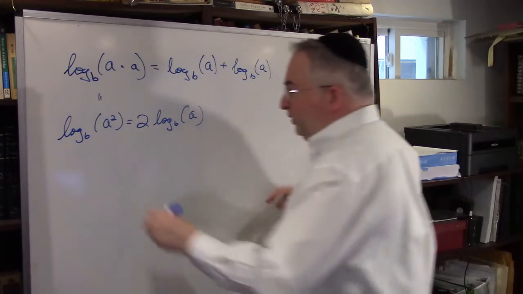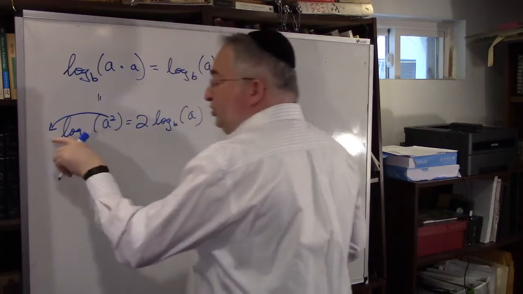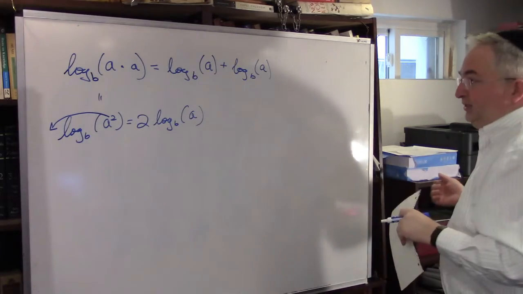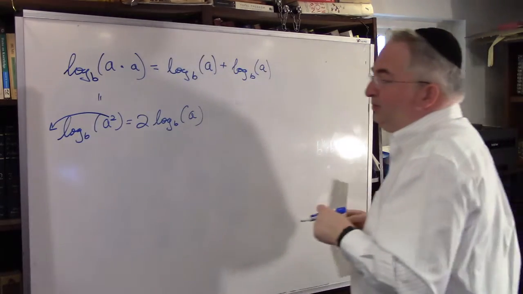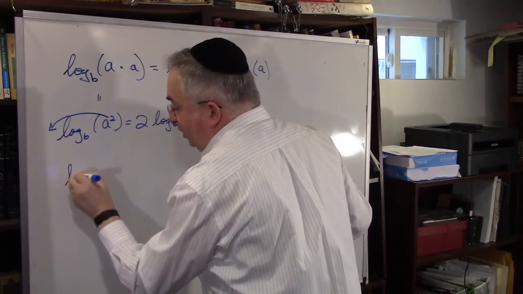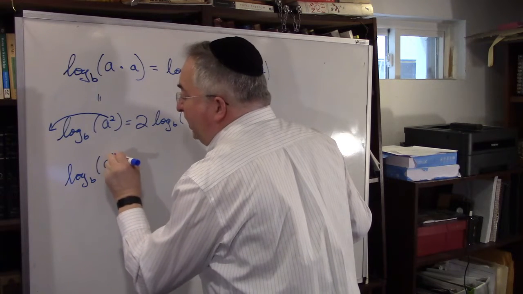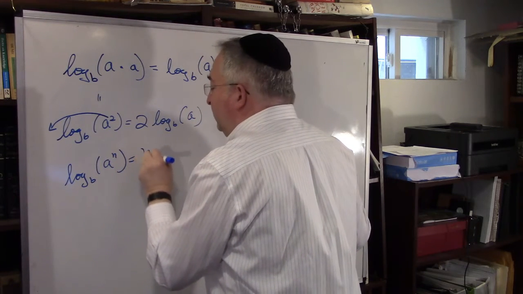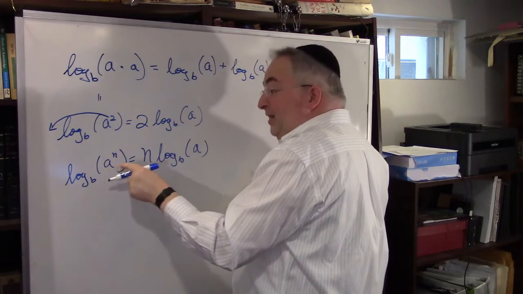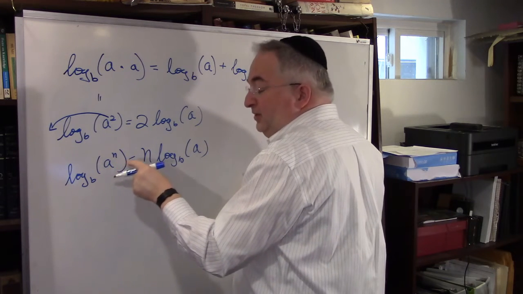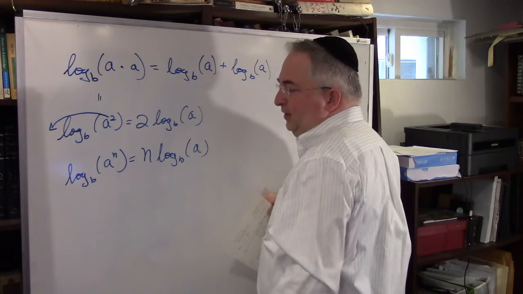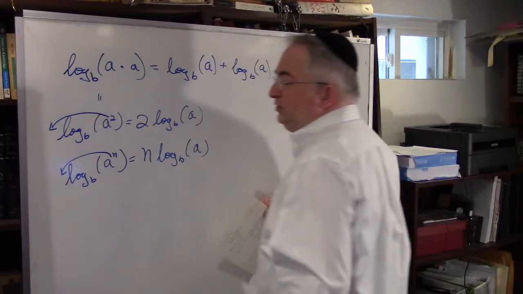So notice what happens here. The exponentials become multiplications. Now, I don't have to just multiply by 2. I can also generalize that. Not only 2, but log base b of a to the n is equal to n times log base b of a. If I take n copies of a times a times a times a times a, I'm going to get n copies that I'm going to add together, and I get this n. And so again, this n goes forward.